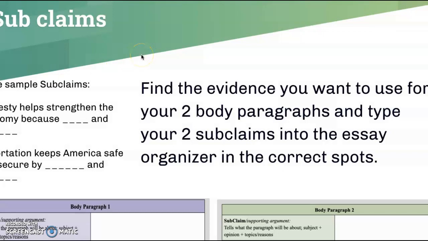So what you're going to do right now, and again, here's some more sample subclaim structures if you want to copy down that structure. I want you to find the evidence that you're going to use for your two body paragraphs. So you should have 4 evidence sentences total. And then I want you to type your 2 subclaims into the correct spots in your organizer. So there's one for body paragraph 1 subclaim, one for body paragraph 2 subclaim, right?